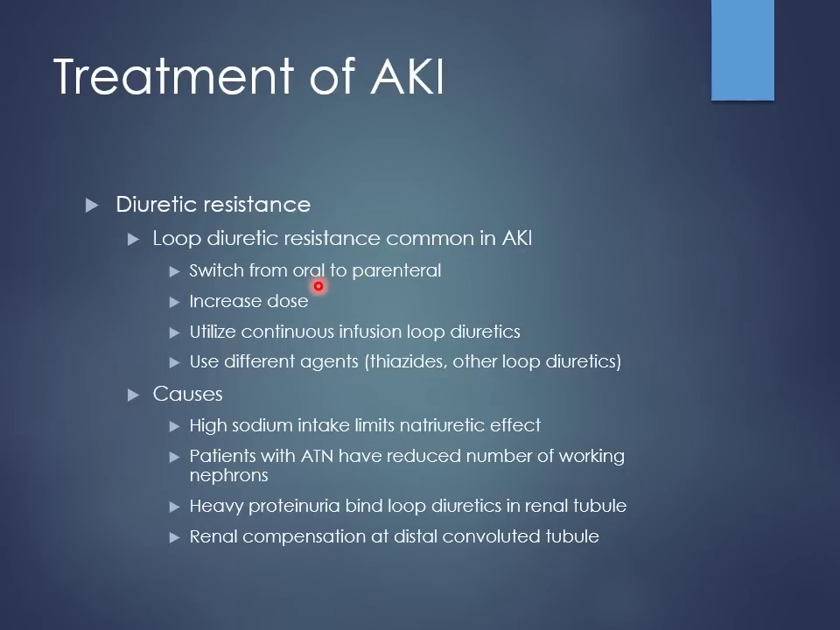So what we'll do in those cases is either switch, if they're on oral, go to parenteral. It'll give them a little bit better bioavailability there. Increase the dose. Or in some cases, we'll actually do a continuous infusion. So you may see that being done continuously. You may see like 0.1 mg per kilo per hour, continuously or something like that. And then what we'll also do in some cases is actually add on something like a thiazide diuretic, and that'll help to limit that resistance there.